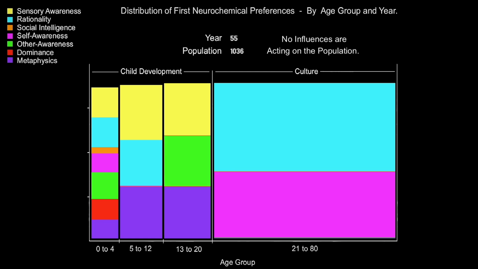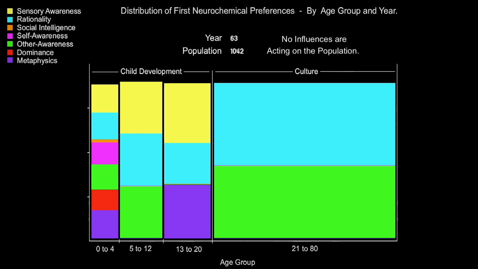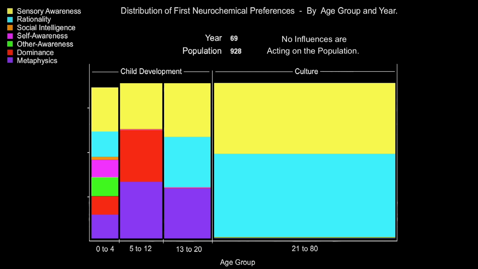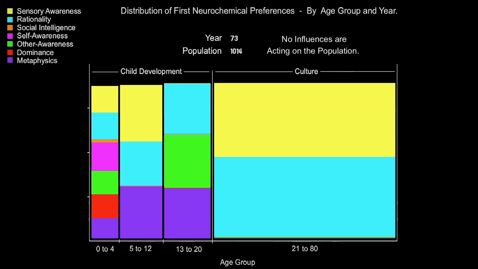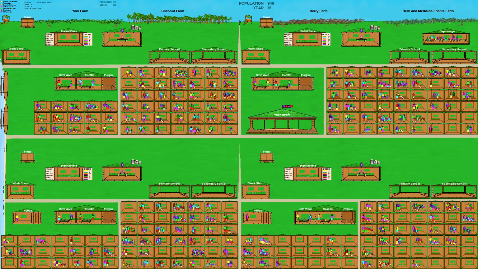More changes to the culture. So ongoing diversity of the third generation of children, resulting in a changing character of the culture. Once the graph reaches the preset target year of 75, it reverts to the normal simulation display. So now at year 75, we have a neurochemically diverse population of about 1,000 Humes.